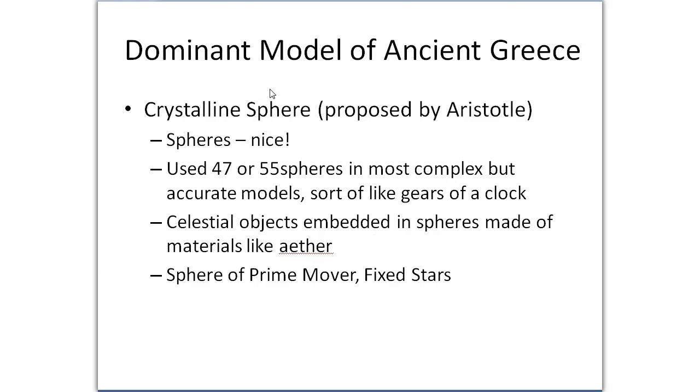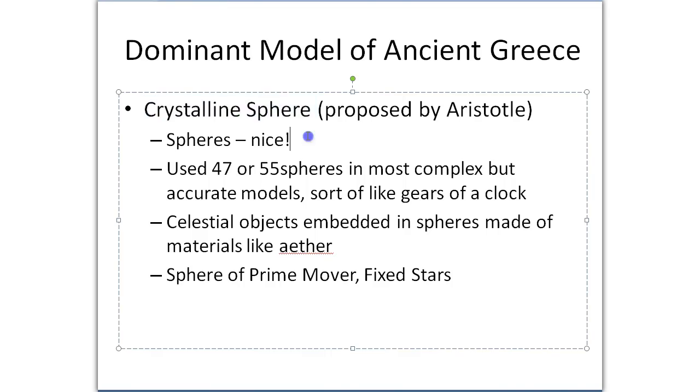But in any case, there was a progression of the accepted model. And that went through people like Plato and Pythagoras, and ultimately to a guy called Aristotle, who synthesized it all together and put together a model that everybody pretty much liked, at least for several hundred years. It was the crystalline sphere model, or the celestial sphere model, and it used spheres, which everybody liked, and lots of spheres. He actually used either 47 or 55 spheres in a very complex model.